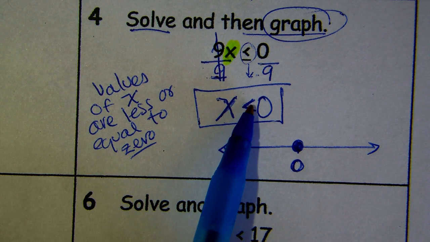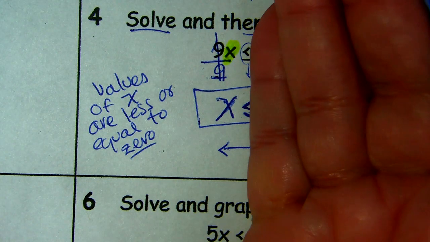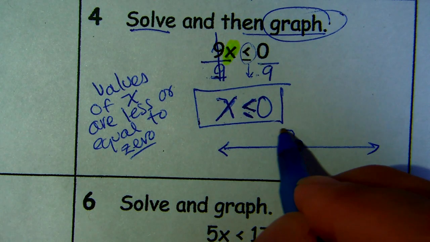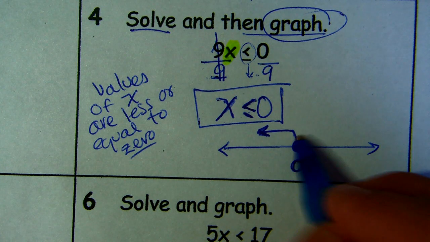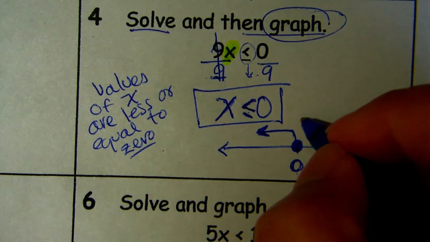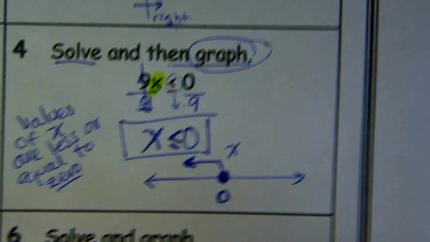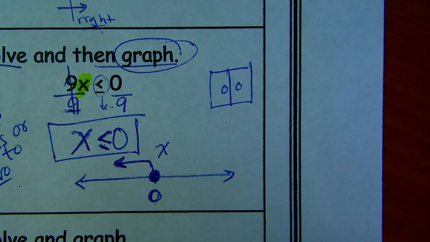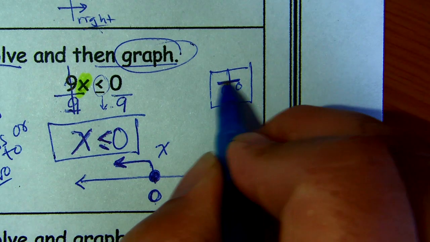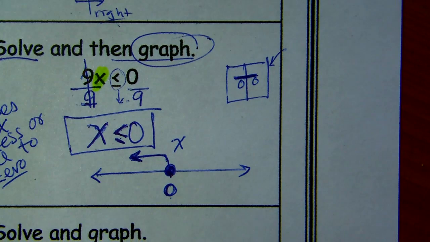So again, if this is your arrowhead, pretend this is an arrowhead. Where is it pointing to? It's pointing to the left. So here's your value of x. All the values that are less than or equal to 0, and with the closed dot. So the story about the bar on the door: just pretend you have a door, and if you put a bar on the door, nobody can open it. That's why I keep saying bar on the door.